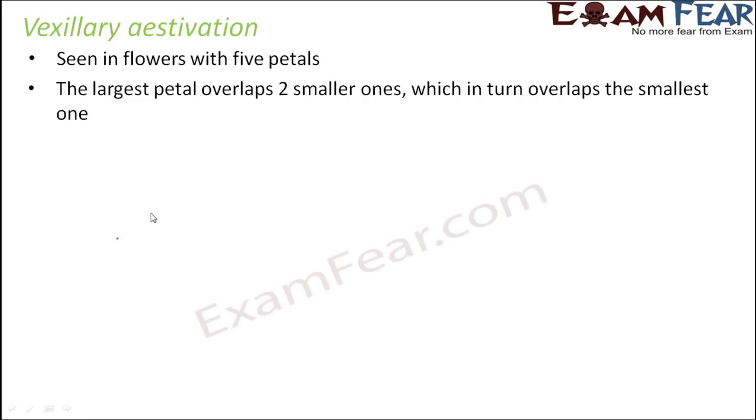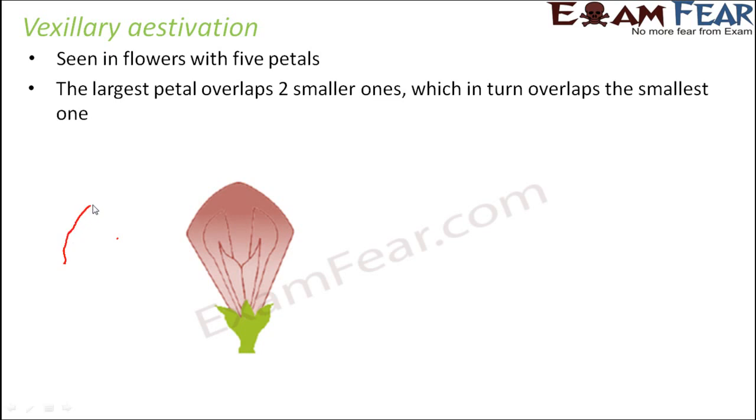So the arrangement would be somewhat like this. This is the largest petal. Inside this you have 2 smaller ones, which in turn would overlap the smallest one. So if I diagrammatically try to represent it, it would be like this. This is the largest petal, then it will envelop 2 smaller ones. This in turn will envelop the smallest ones. So this is how the pattern or the arrangement will look like.